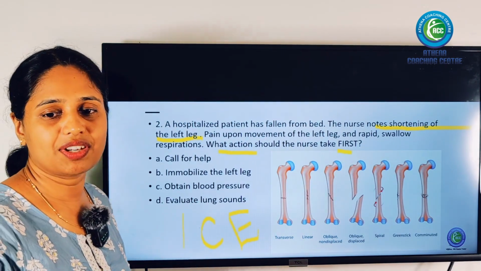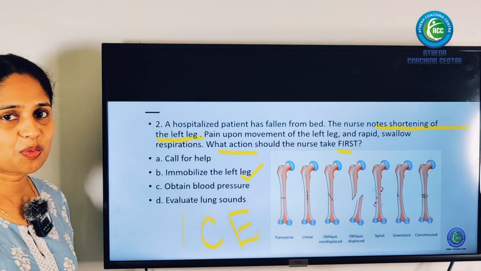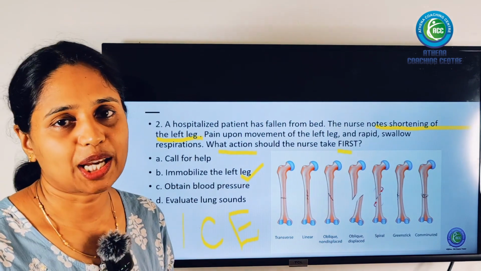So from this, what is the immediate nursing action? Now I think everyone got the answer. It is immobilizing the left leg. So what is the answer for this? It is the second one.